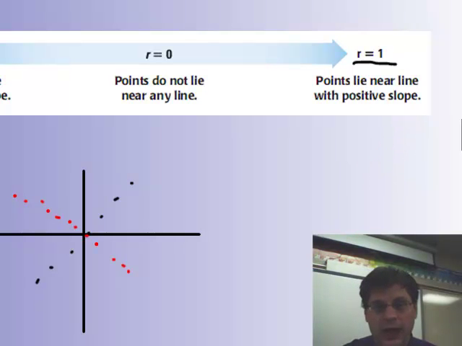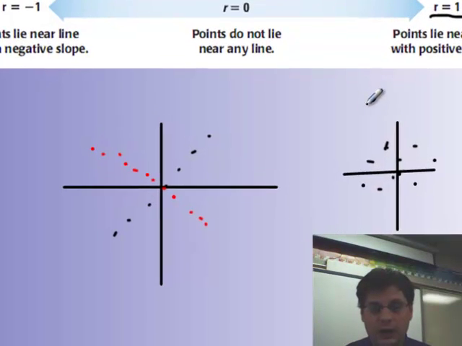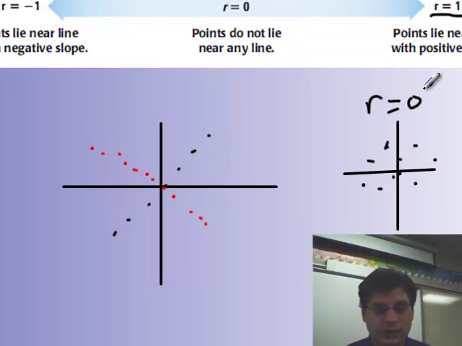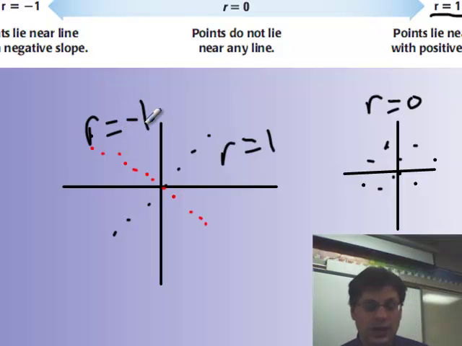And if we have a graph in which we can't really tell, if it basically has no correlation, so let's say our data points are just all over the place, then we say it has no correlation, and therefore our R value would be 0. Okay, so we have R equals 1 for a strong positive, R equals -1 for a strong negative correlation. But there are degrees in between.